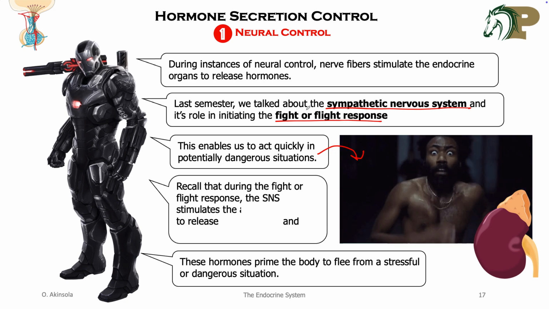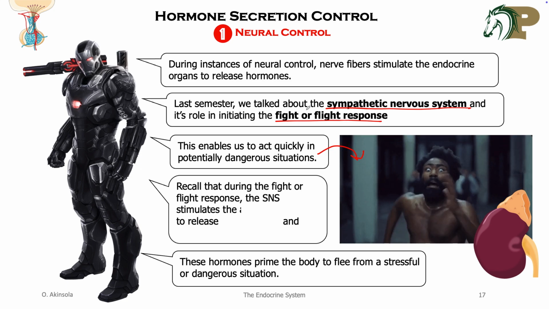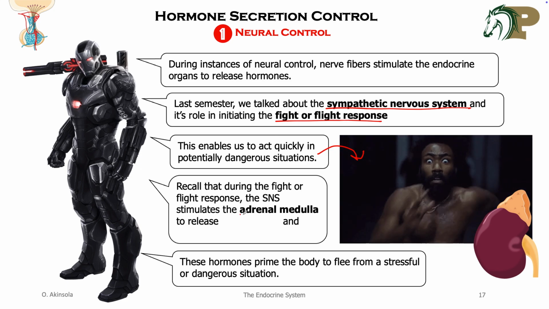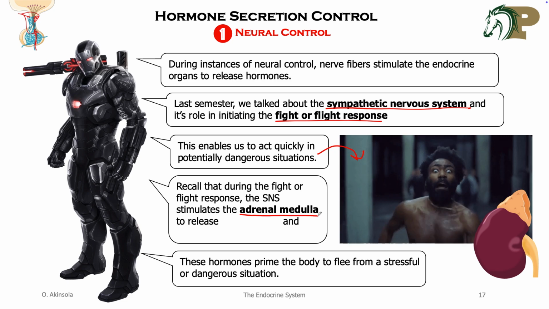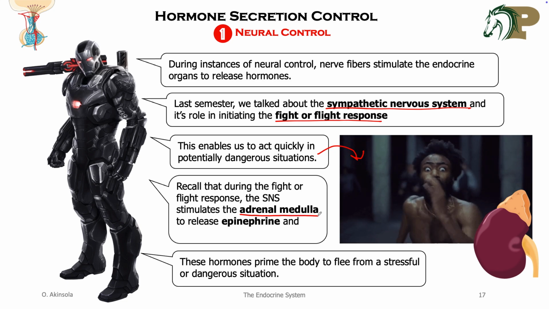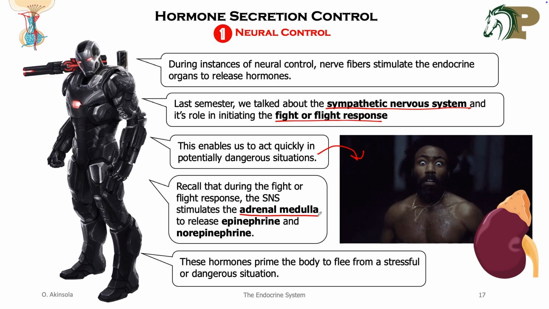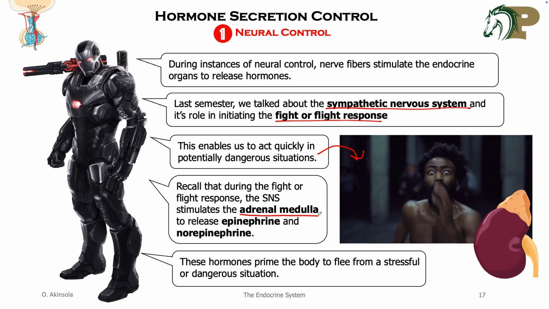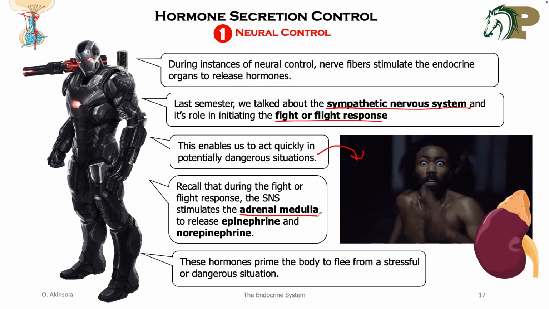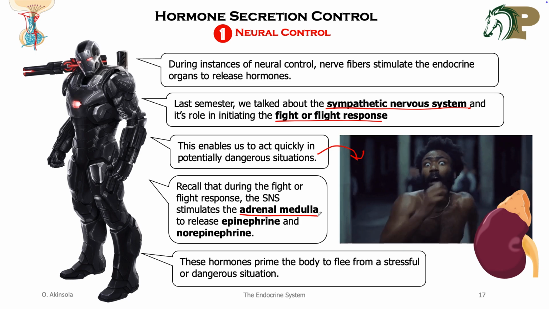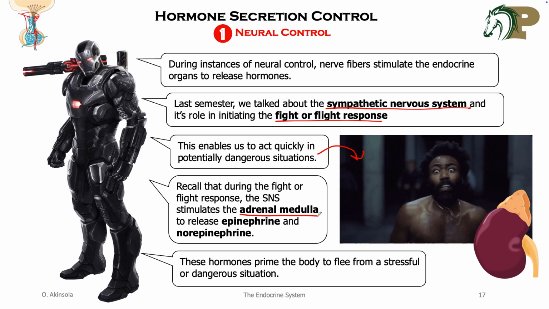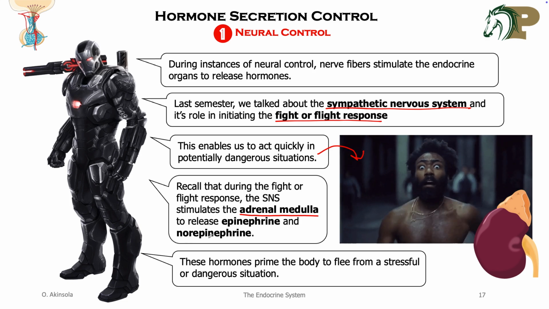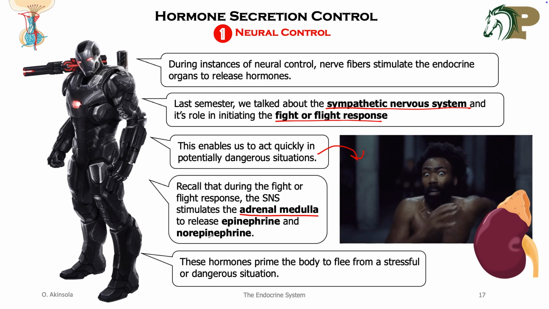Recall that during the fight or flight response, the sympathetic nervous system will stimulate the adrenal medulla to release epinephrine and norepinephrine. These hormones will prime the body to flee from a stressful or dangerous situation. So that's neural control.